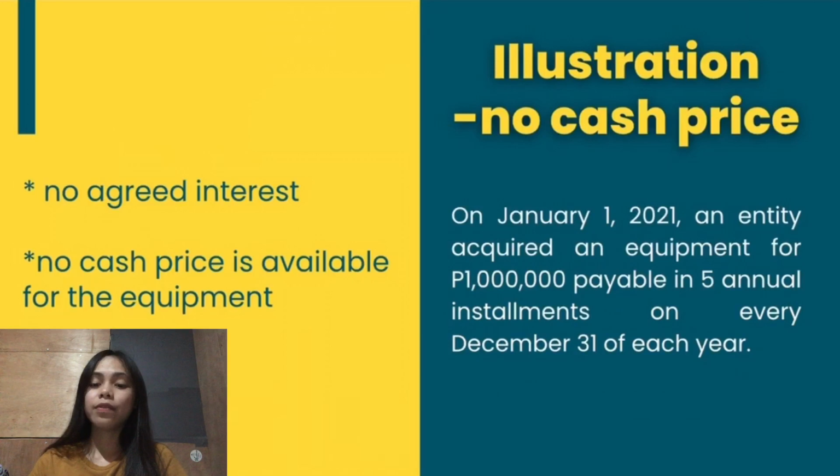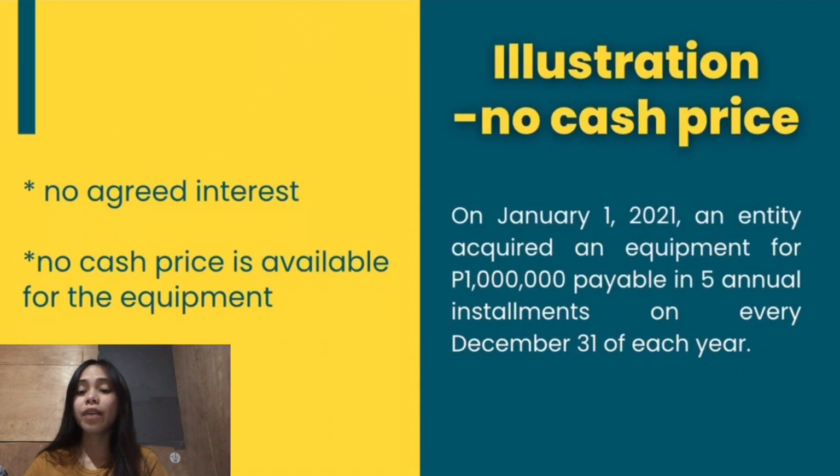And now let us have an illustration for no cash price. We have here our problem. On January 1, 2021, an entity acquired an equipment for 1 million payable in 5 equal annual installments on every December 31 of each year. So we can observe that there is no agreed interest and no cash price is available for the equipment.